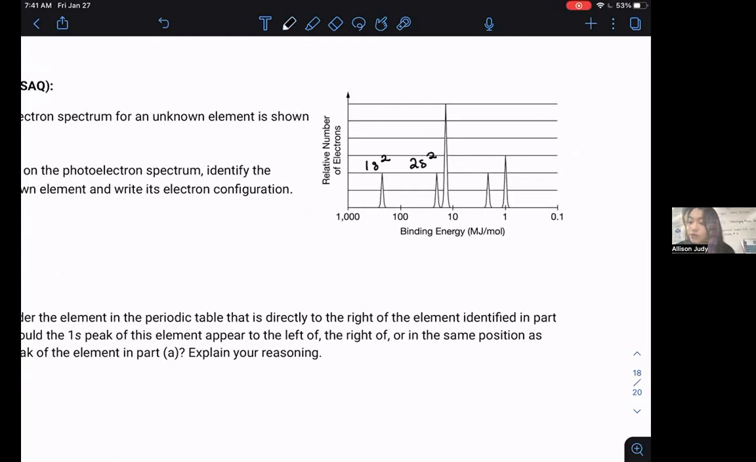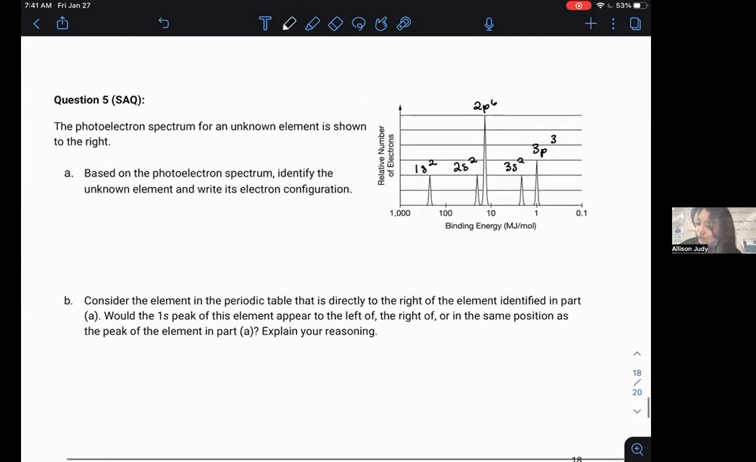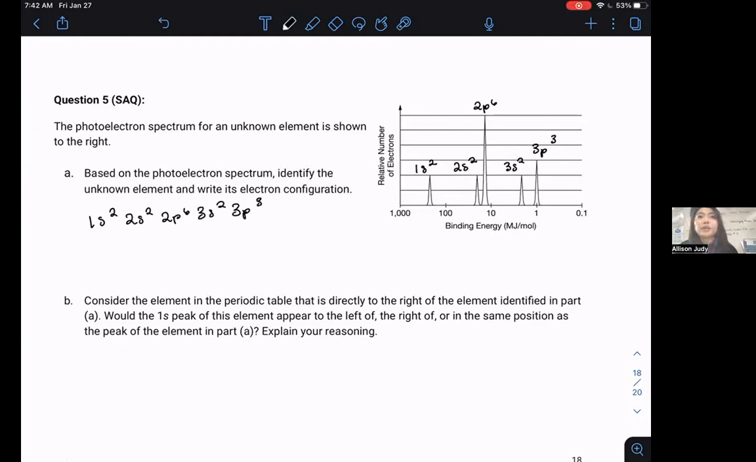2s2. How do I know it's full? Well, I could look at the ratio between the first peak and the second peak, or I can notice that there's still a peak afterwards, which means I've definitely filled the next orbital. 2p6, 3s2, and now I need to pay attention to my ratios in order to determine the height and what that means about the amount of electrons present. 3p, 1, 2, 3. So my electron configuration is 1s2, 2s2, 2p6, 3s2, 3p3, giving me the identification of the element as phosphorus, or P.